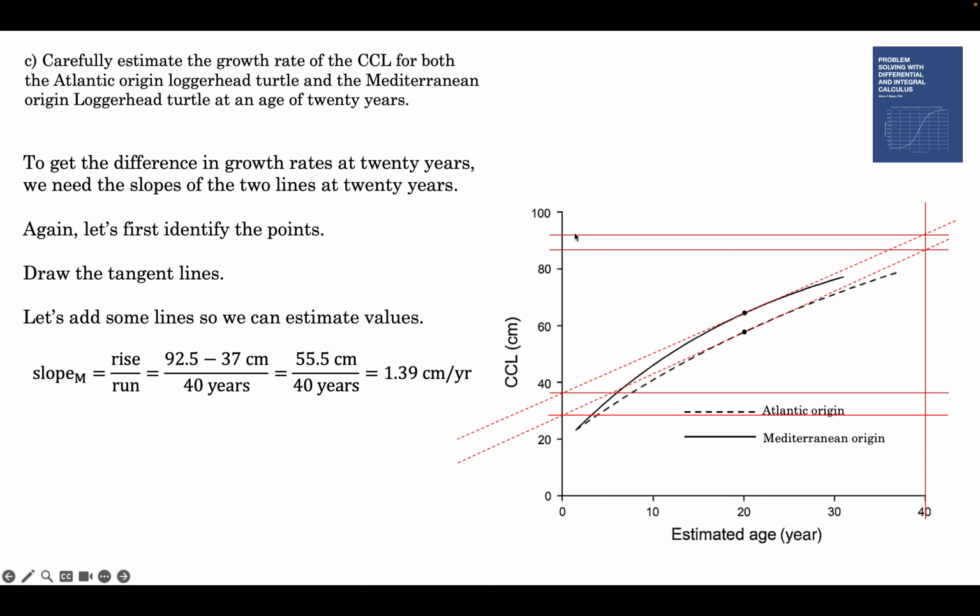That's 92.5. That's 37. So the rise is 55.5, and the run is 40 years for both of them. That's 1.39 centimeters per year. The Atlantic goes from 86.5 right here to 29 right here. That's the rise, and the run is the entire graph, 40 years, and that's a slope of 1.44 centimeters per year. So the Atlantic is actually a little bit higher, as we expected.